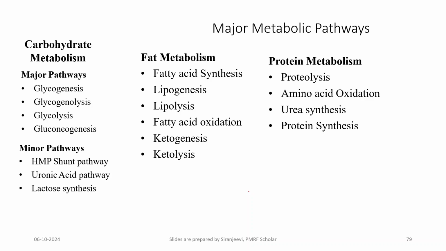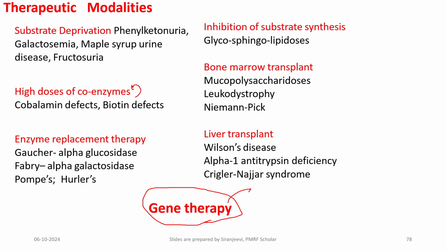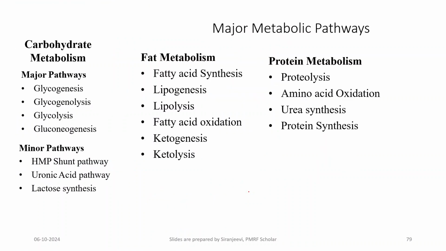Our next topic that we start with is the integration of metabolism. So far we have seen all the metabolism, their different disorders, and how they are related. Now we are going to see the integration of metabolism. There are different pathways that are really important in the body. In terms of carbohydrate metabolism, the major pathways that we have seen are gluconeogenesis, glycogenesis, glycogenolysis, and glycolysis, and minor pathways like the HMP shunt pathway, uronic acid pathway, and lactose synthesis.